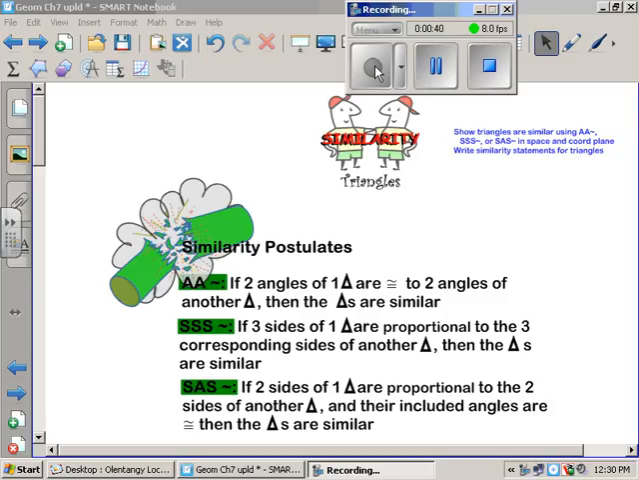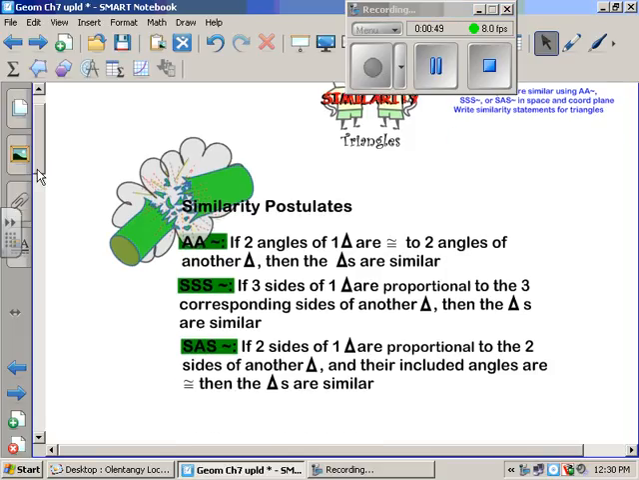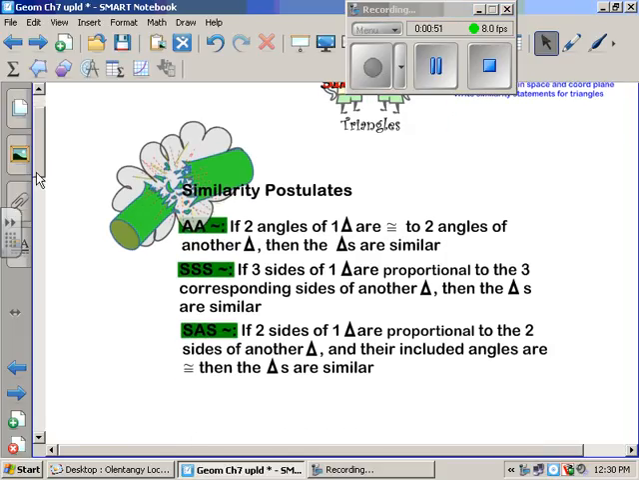Same thing with similarity. We don't have to prove all 3 angles are congruent and all 3 sides are proportional if we use one of these shortcuts. And the shortcuts are kind of similar, but not exactly the same as congruence. We've got angle, angle similarity, which is if 2 angles of a triangle are congruent to 2 angles of another triangle, you're allowed to say the triangles are similar. Okay, that's kind of opposite of congruence, right?